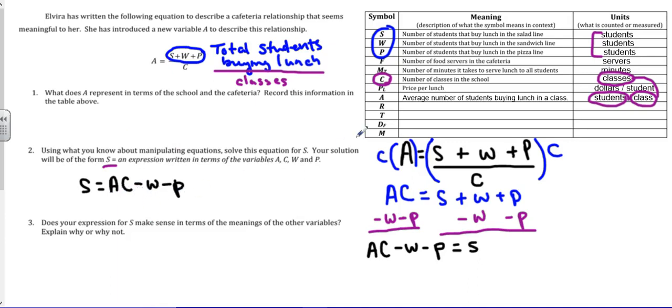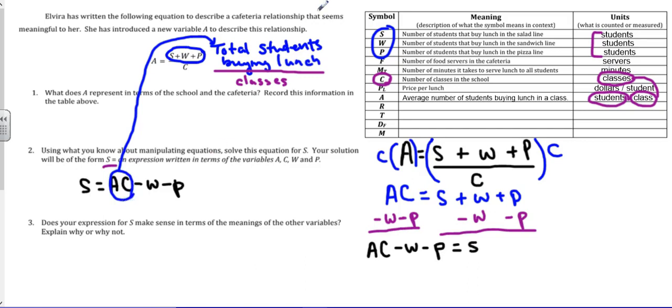A times C. A was the average number of students buying lunch in a class. And if we multiply that by the number of classes in the school, what we're getting with AC is the total number of students buying lunch. So AC, when you take the average number of students buying lunch in a class, multiply that by the number of classes, then you're getting the total number of students buying lunch for the whole school.